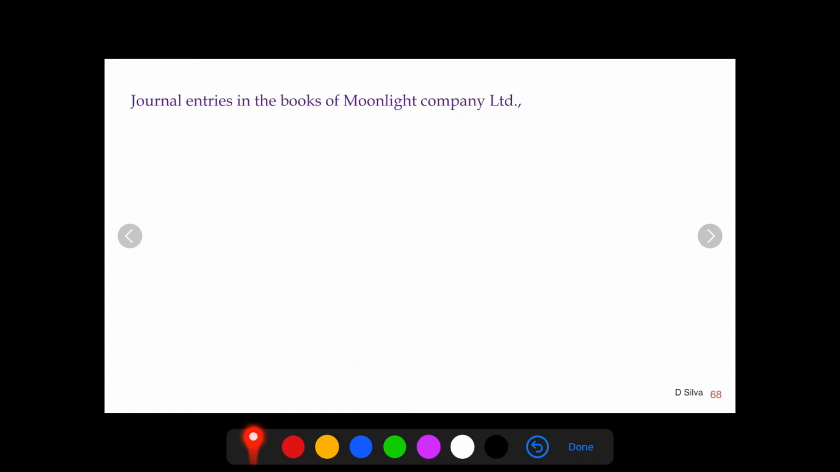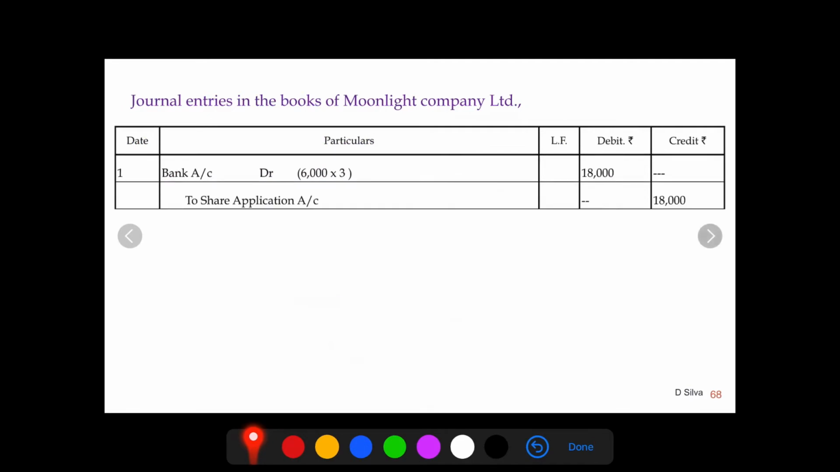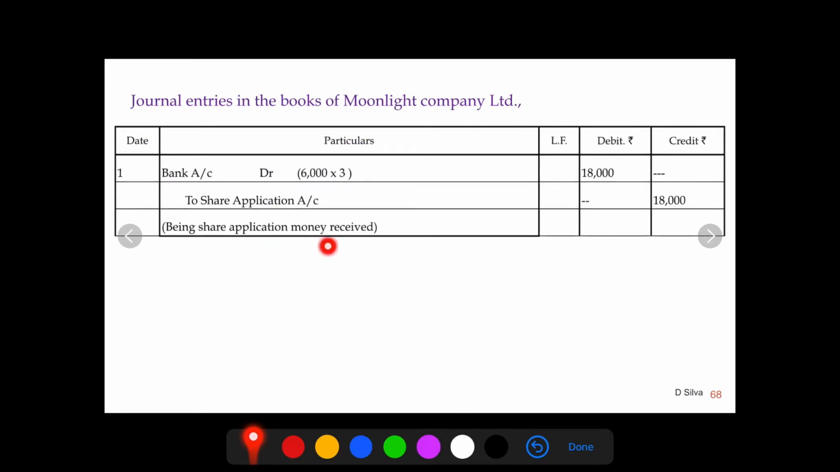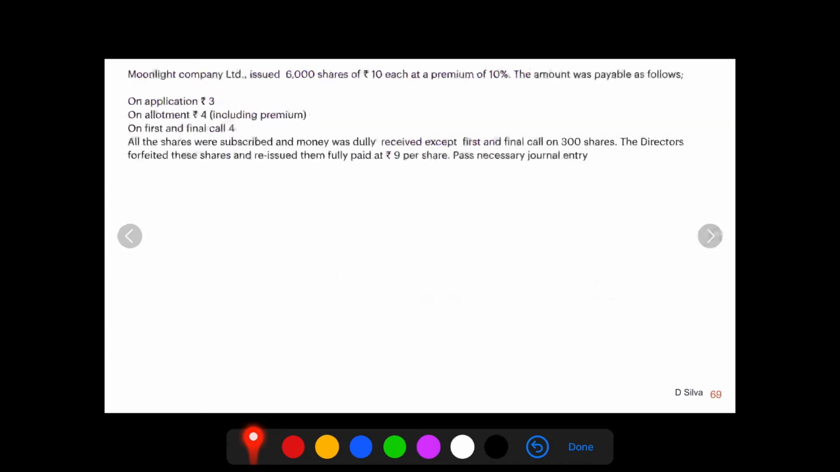Let's pass the necessary journal entries in the books of Moonlight Company Limited. The format of journal. The first journal entry is for the application money being received on 6,000 shares of rupees 3 each. On application, rupees 18,000 is debited and credited. The same application money now needs to be transferred to share capital account. So 6,000 shares of rupees 3 each. Again 18,000 is being debited and credited.